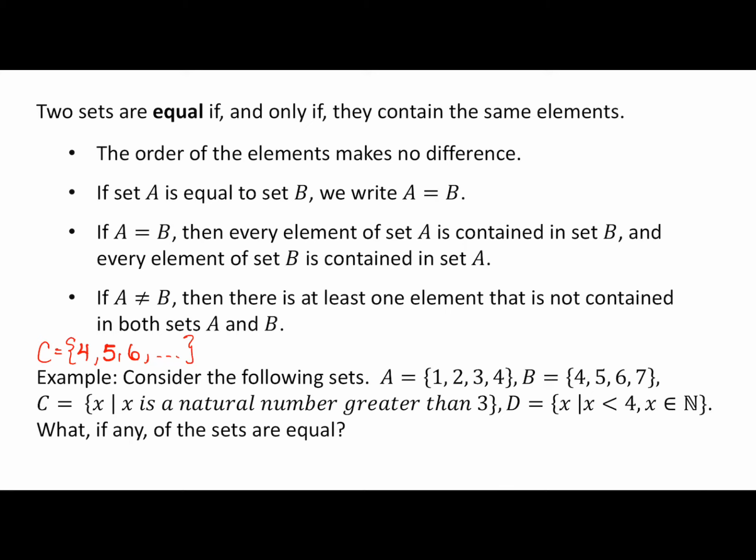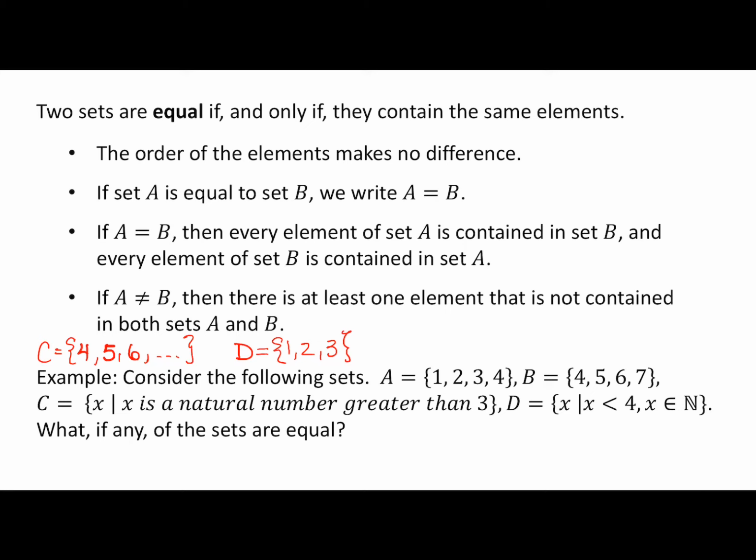What about D? D is the set of X such that X is less than 4 and X is a natural number. So what are the natural numbers less than 4? I've got 1, 2, and 3. All right, so here are my 4 sets. Are any of them equal?